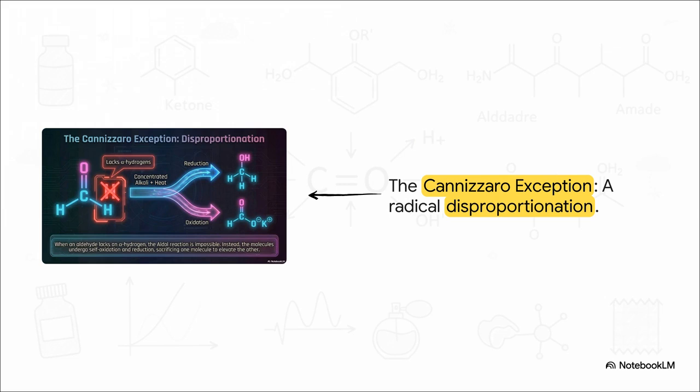When an aldehyde lacks an alpha hydrogen, like formaldehyde for example, that aldol reaction is mathematically impossible. Instead, if you subject it to concentrated alkali and heat, the molecules undergo this radical disproportionation. They basically undergo self-oxidation and reduction at the exact same time. It's an elegant molecular trade-off where it literally sacrifices one molecule, oxidizing it into an acid, just to elevate and reduce the other one into an alcohol.